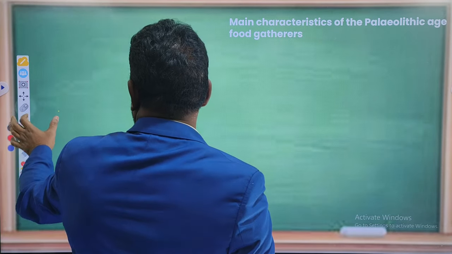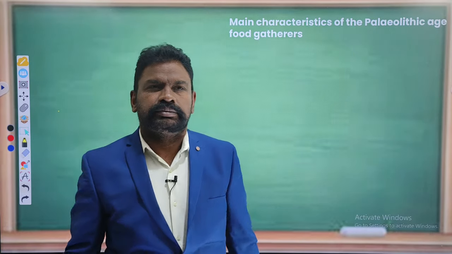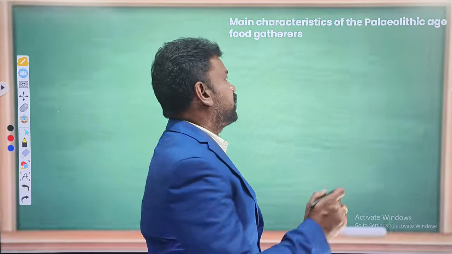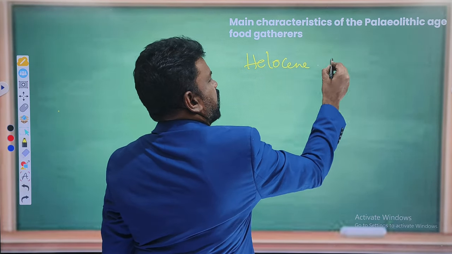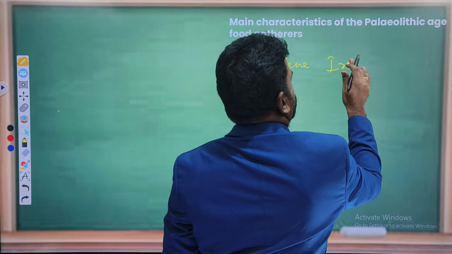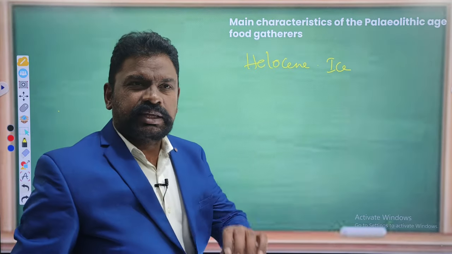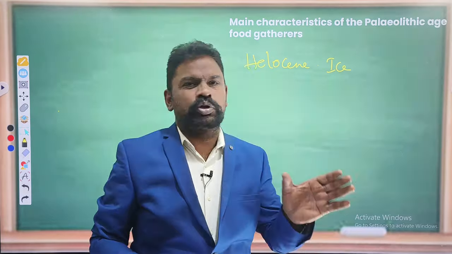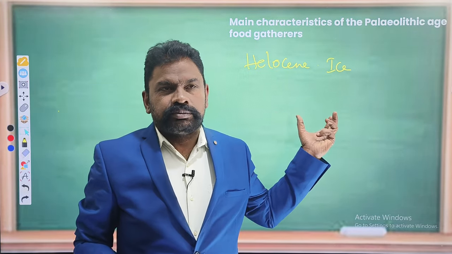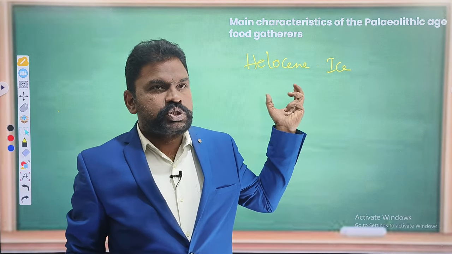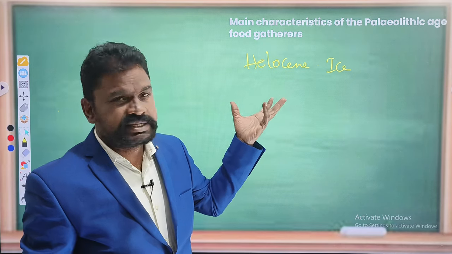Coming to the main characteristics of the Paleolithic age. The Paleolithic age comes under the Pleistocene age. The Pleistocene was completely covered with ice. This is the ice age. The complete Paleolithic age would come under the ice age. Historians believe that this period is the ice age.